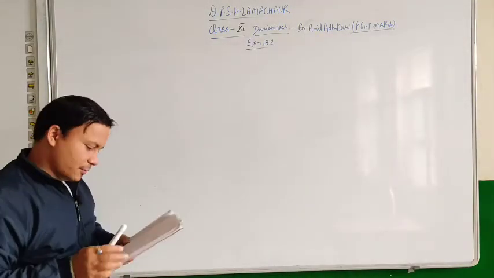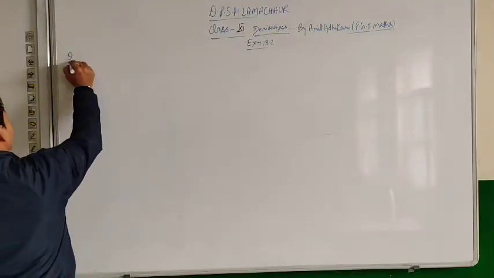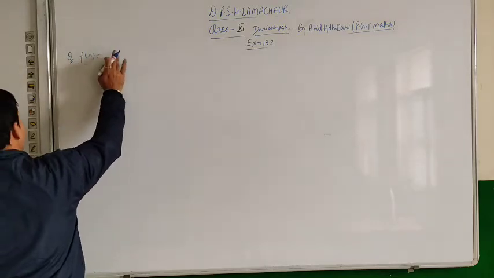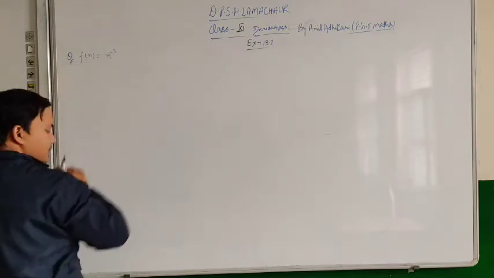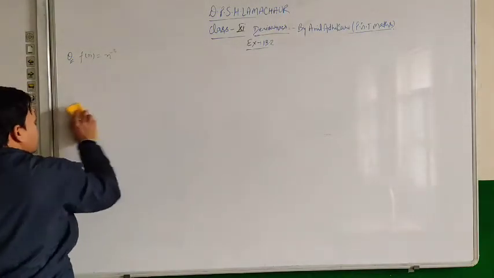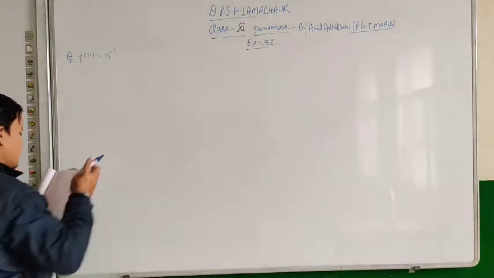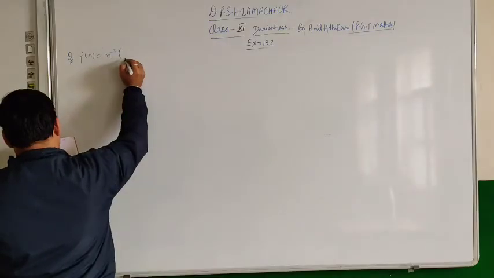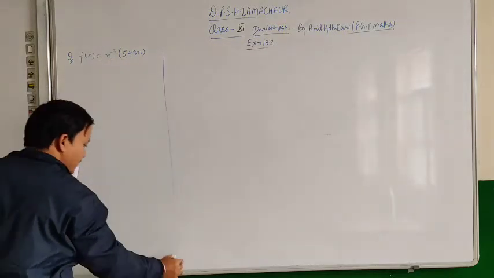Okay, let us now take some more questions over here. So the next question is, f(x) is given as x to the power minus 3, okay, x to the power minus 3 multiplied with 5 plus 3x, 5 plus 3x. Okay, this is the question which we have been given and we need to find the derivative of this function.